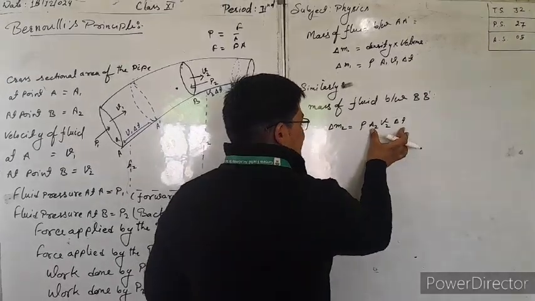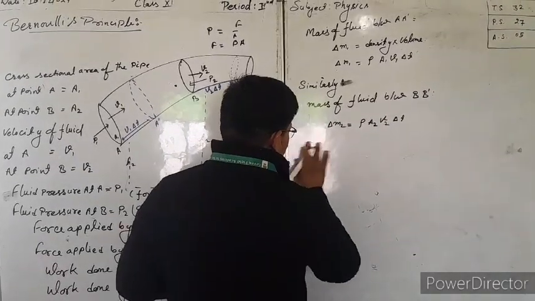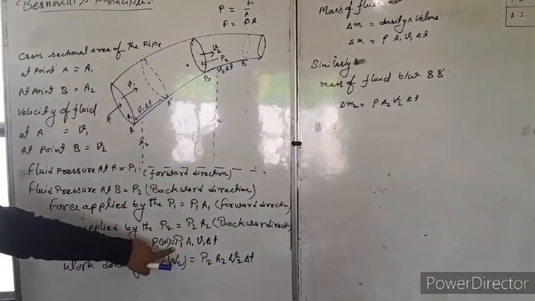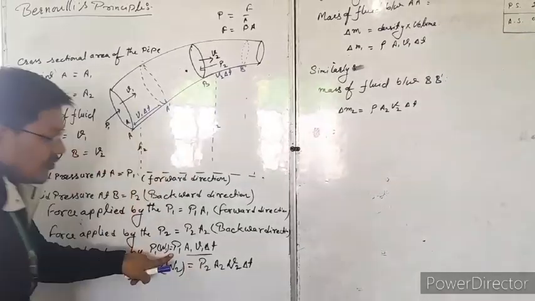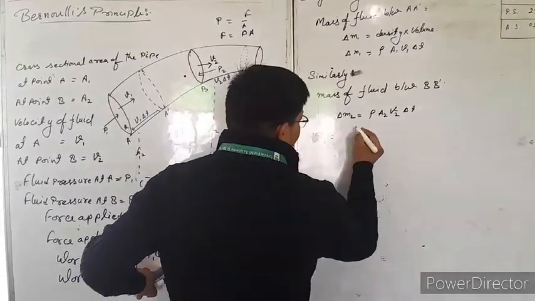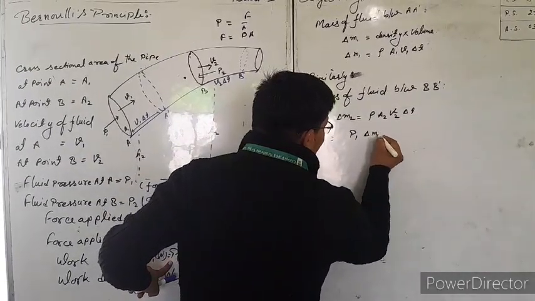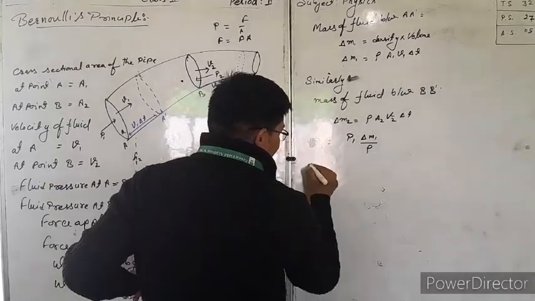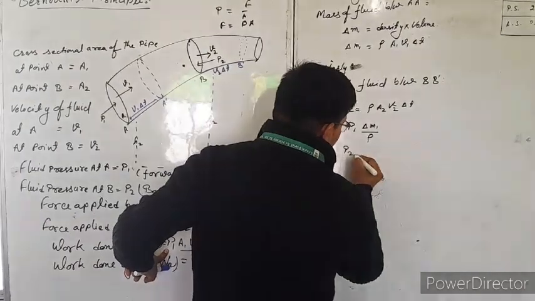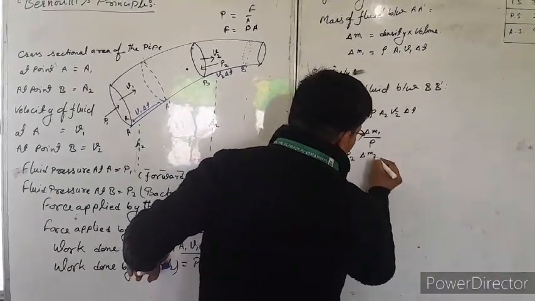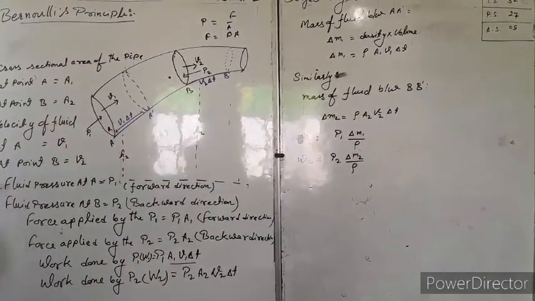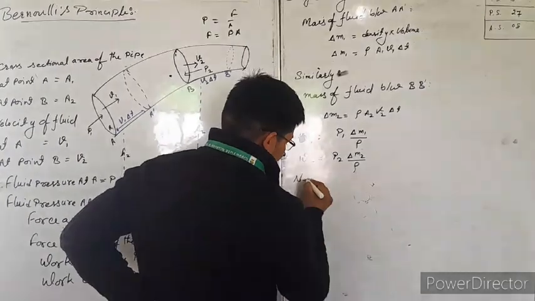Similarly, W1, the work done by pressure P1, will be P1 times delta M1 upon rho, and W2 will be P2 delta M2 upon rho. Is it? Now the net work done by the pressure energy.